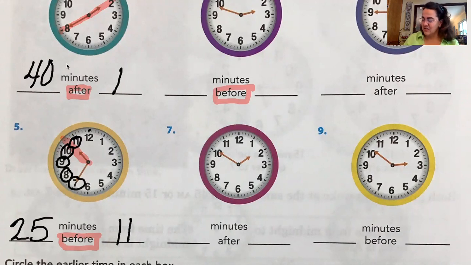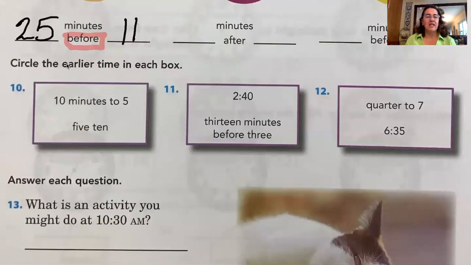Okay, let's look at the next section. Circle the earlier time in each box. Is 10 minutes to 5 the earlier time, or is 5:10 the earlier time?